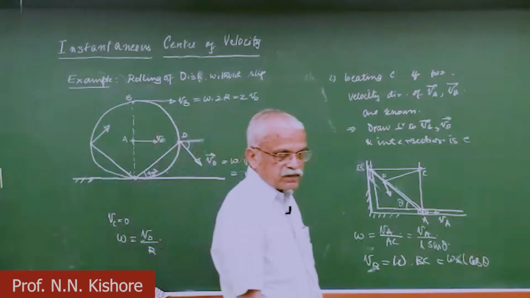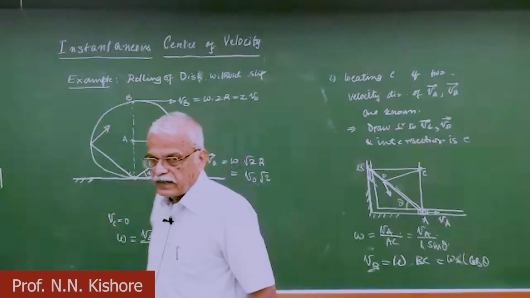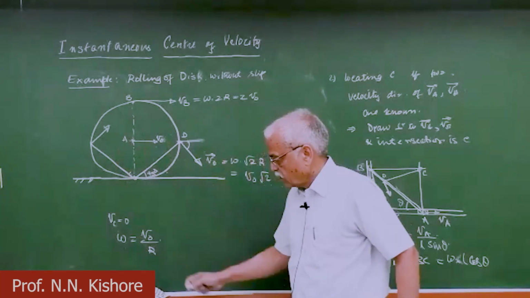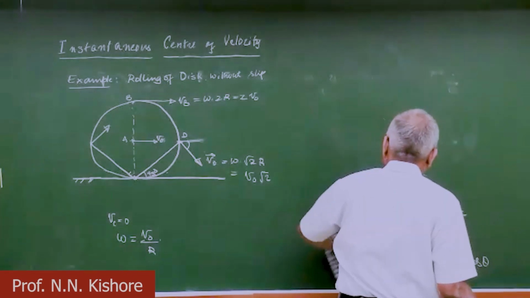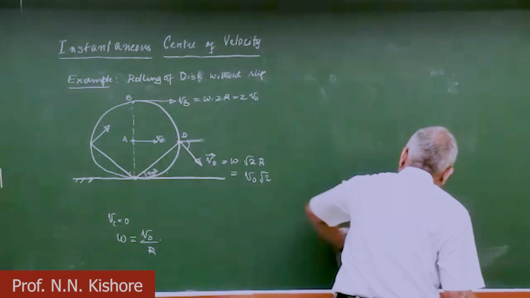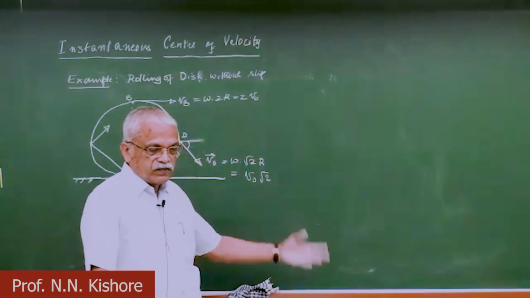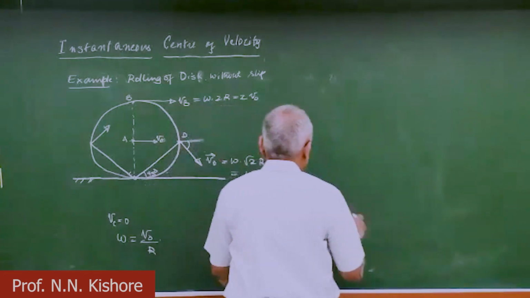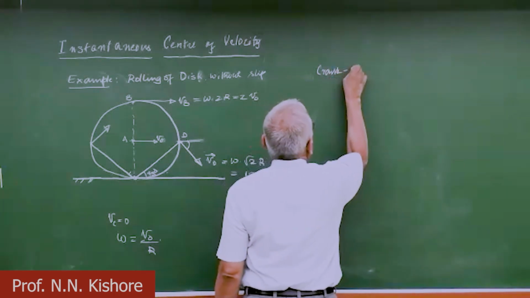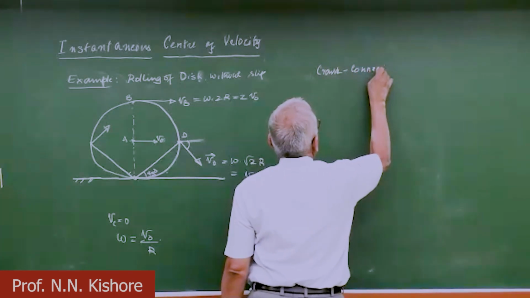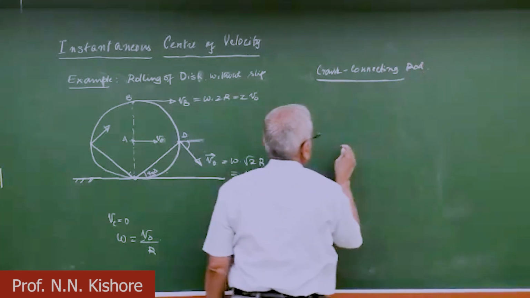So this is a very fast way of calculating, and it also gives us a good insight into the various velocity analysis. There are so many examples. Another very often used example is the crank and connecting rod. So this is for one body. Each body has an instantaneous center. So if you look at another example of crank and connecting rod, take this example.